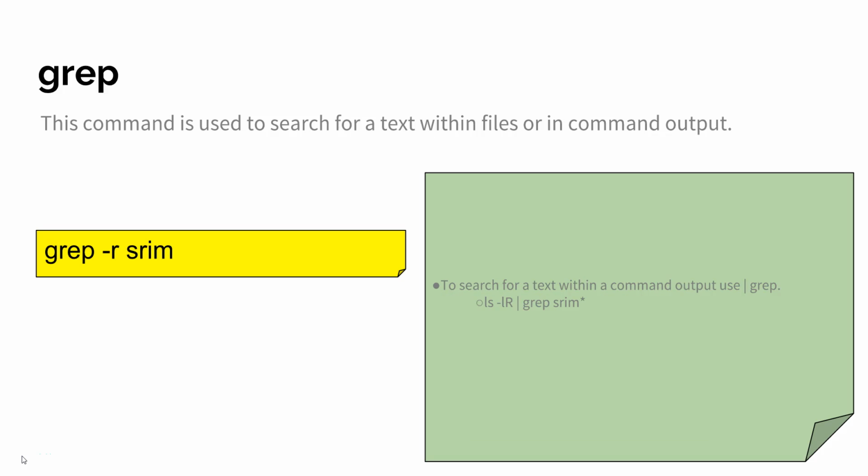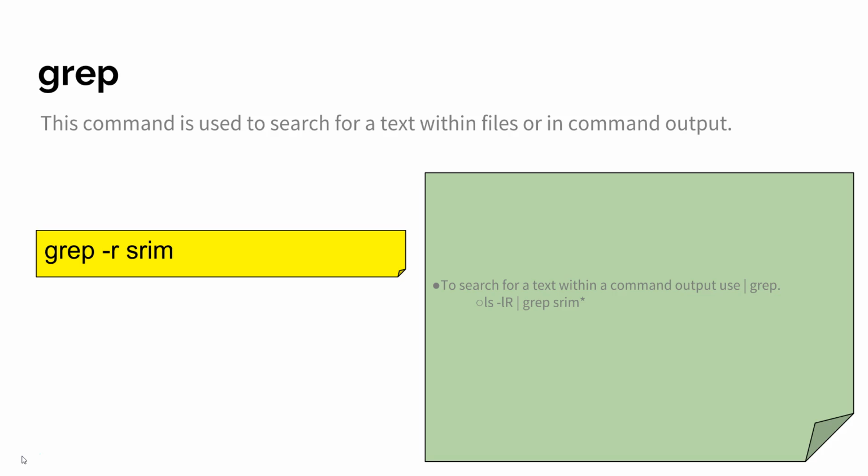Grep, this is one of my favorite commands. It is used to search for text within files or even in command output. If you want to search for a term in a file, just say grep and then -r and the term. It will get you the text from a command output or file. Again, this is not a command that you can work on directly. You need an input to this command, so you can combine it with any other command to search.